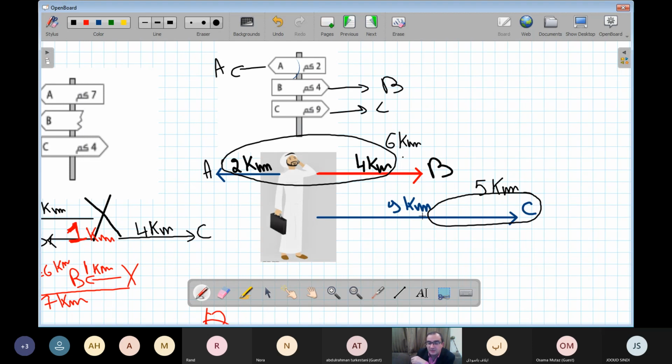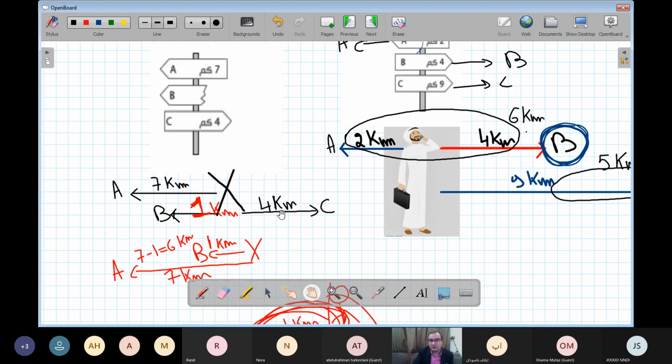Why do I subtract these two distances? Because it must run from which town? From B. So I subtract 9 minus 4, it's going to be what? It's going to be 5. And for the first one, the distance between B and C is what? It is 5. Here we have 4 kilometers, which means we need only 1 kilometer to get to the town of B. Okay?